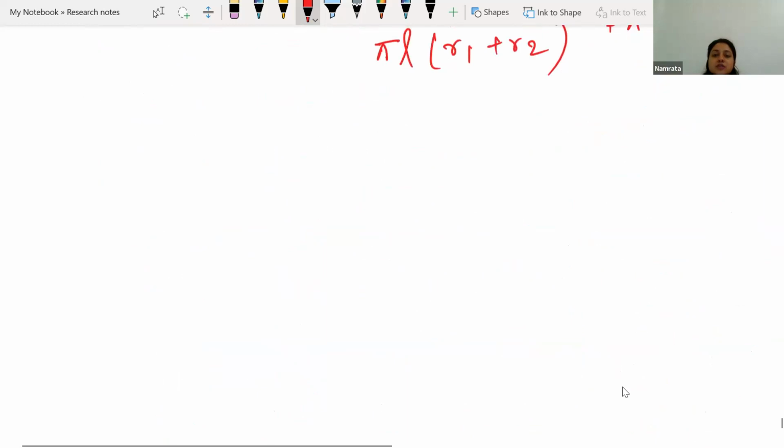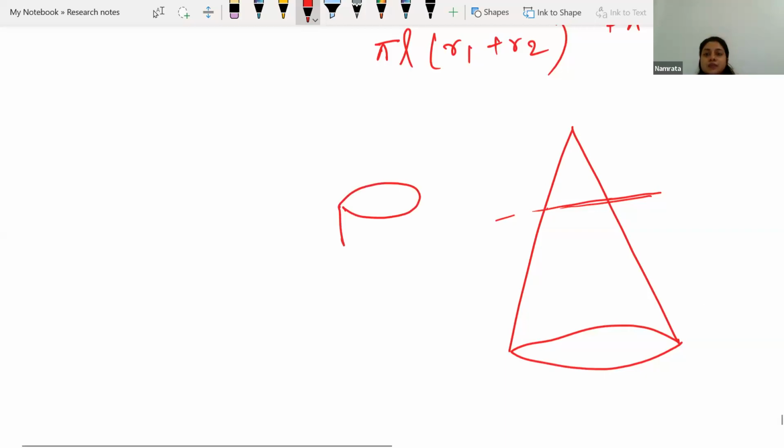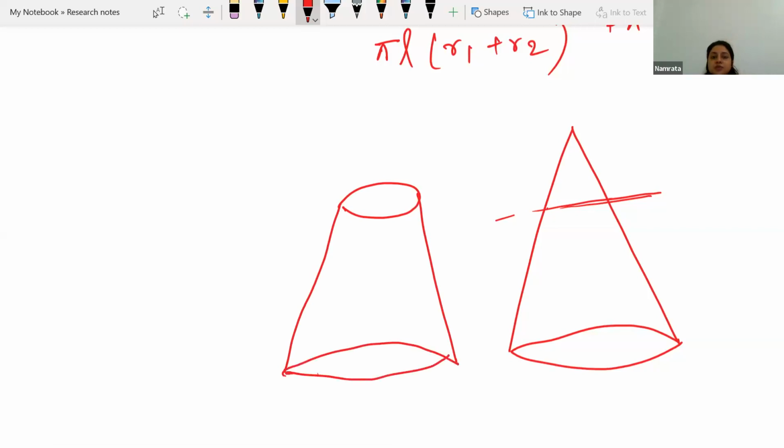How do we get the frustum of a cone? When we are having a conical structure like this, and then you will be cutting it from here, maybe with a flat plane surface. When you cut it from here, you will end up having this type of a structure. The upper part we are just removing, and we are talking about this part. So this part is called the frustum of a cone.